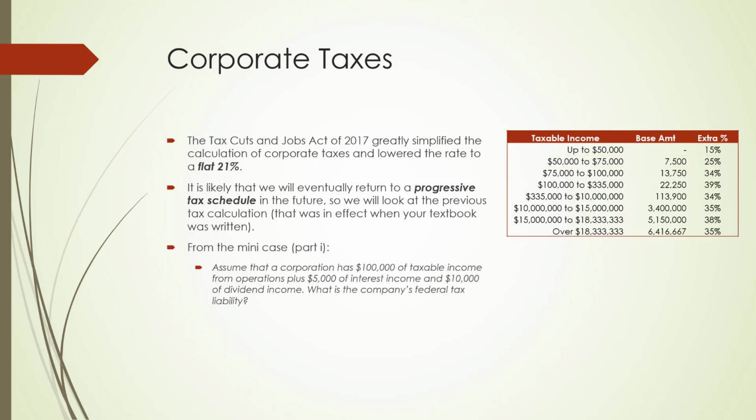Now, in Part I, in the mini case, they say, assume that a corporation has $100,000 of taxable income from operations, plus $5,000 of interest income, that's non-operating income, and $10,000 of dividend income. What is the federal tax liability? Well, the operating income is fully taxable, so that $100,000 is fully taxable. The interest income is also fully taxable, but the dividend income is not.